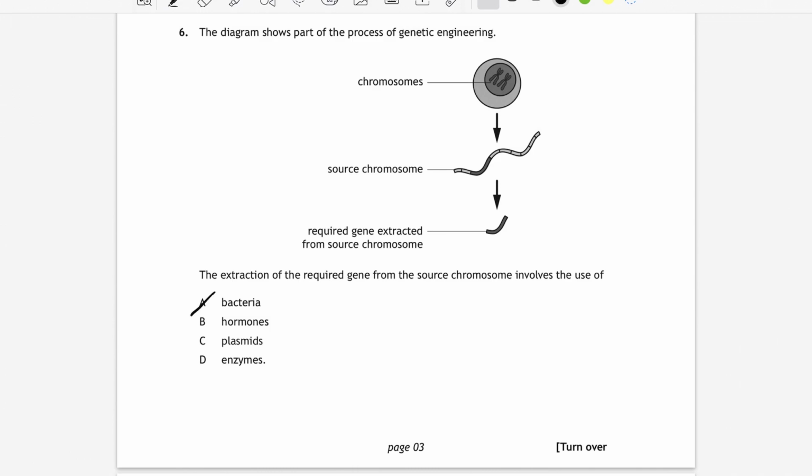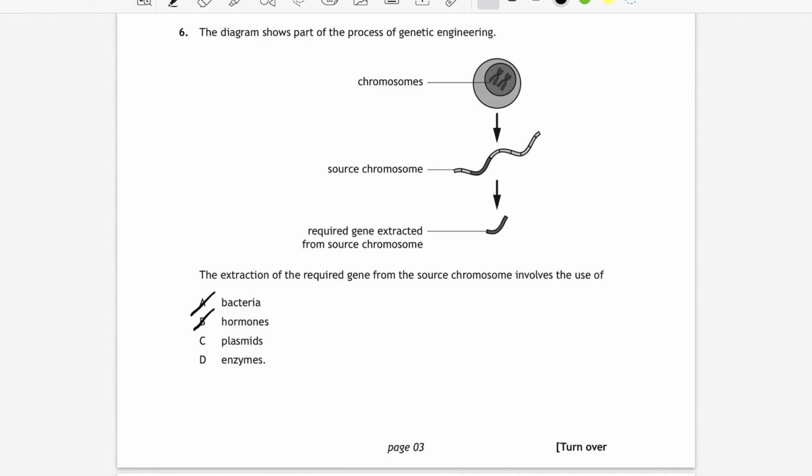Hormones, nope, not involved there. That's just a nice random answer that the SQA like to throw at you. Plasmids is one that you might trip up with here because you talk about genetic engineering, and now plasmids is a big word. It gets thrown around with genetic engineering, but plasmids require the bacteria.